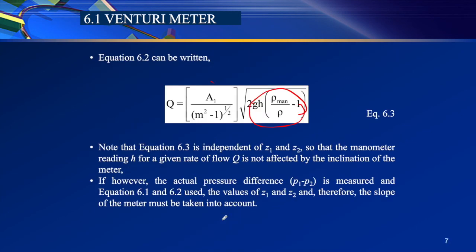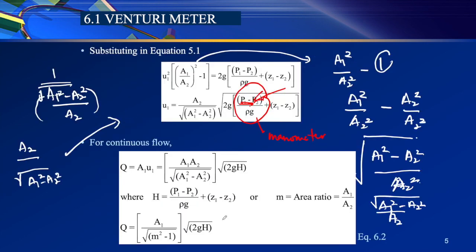Okay, that is how you do the venturimeter, how you derive the equation in order for you to determine what the velocity is. Now, that is the velocity. When you substitute into this, you will get the equation for the velocity. So, in order for you to find the discharge, you have to multiply U1 with A1. Therefore, you will get Q, the discharge rate.